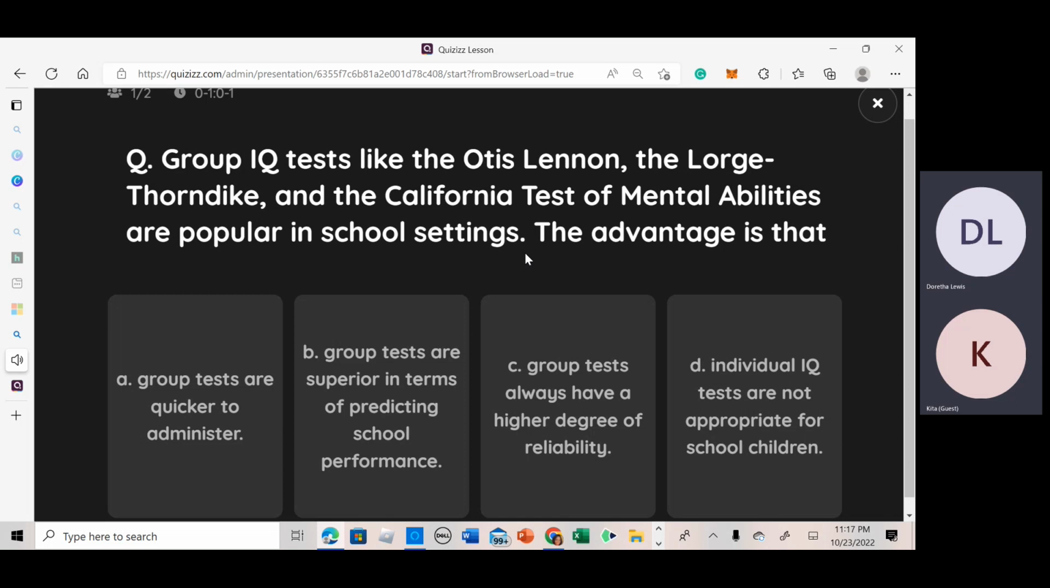Group IQ tests like the Otis-Lennon, the Lorge-Thorndike, and the California Test of Mental Maturity are popular in school settings. The advantage is that group tests are quicker to administer.